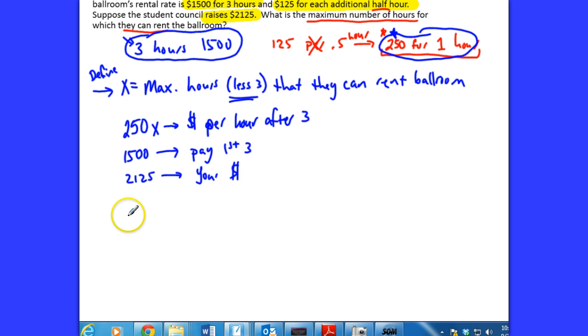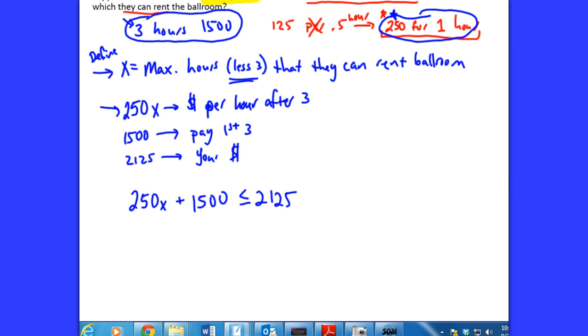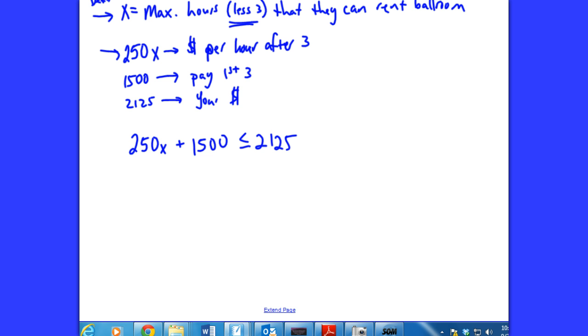I can pay $250 times X. That's what you're going to pay after 3. Plus you have to pay for the first 3 hours, which is 1,500. All right, I know when I combine that total together, it has to be less than or equal to 2,125 because this is going to be the maximum number of hours, whatever it equals. So at this point, you now have an inequality, kind of like the homework problems from the other video that you should be about ready to solve.